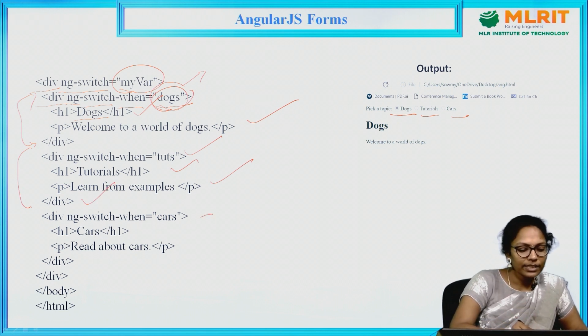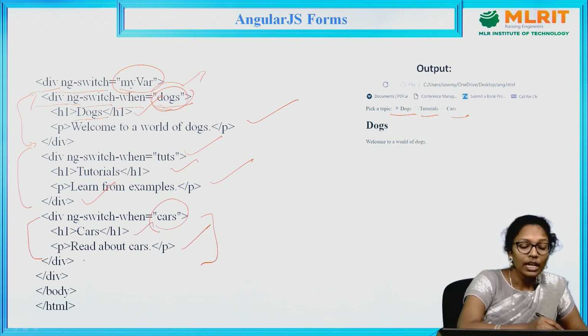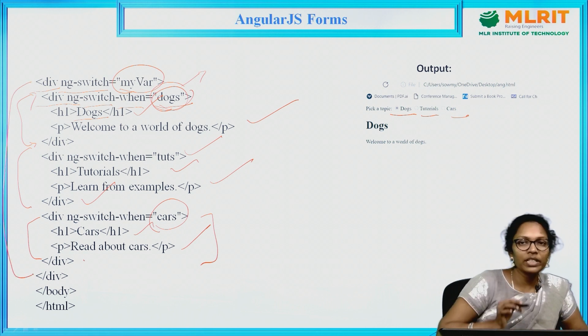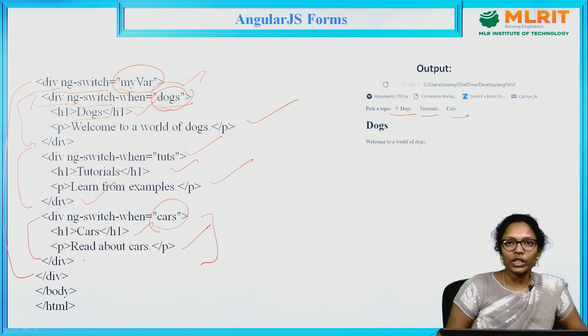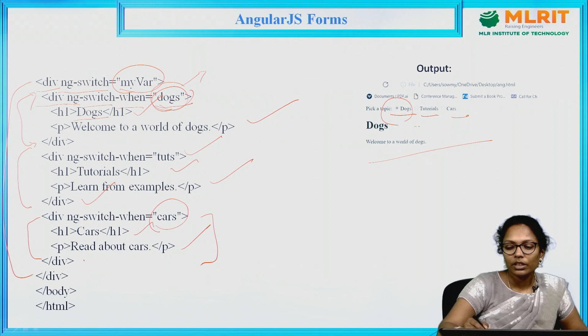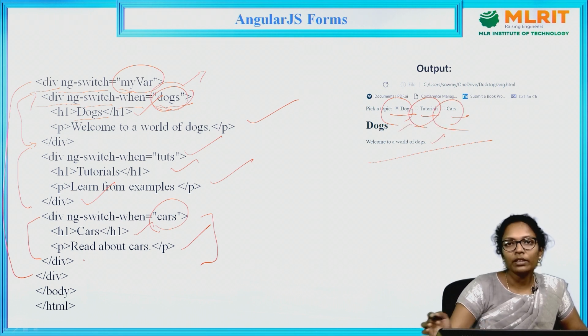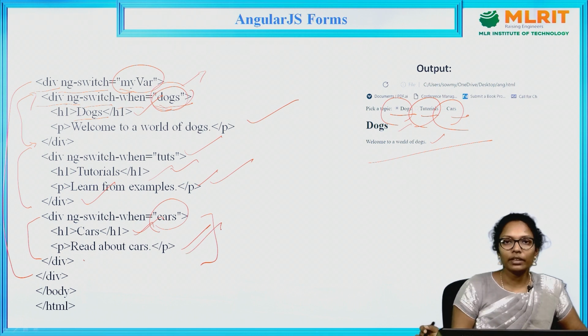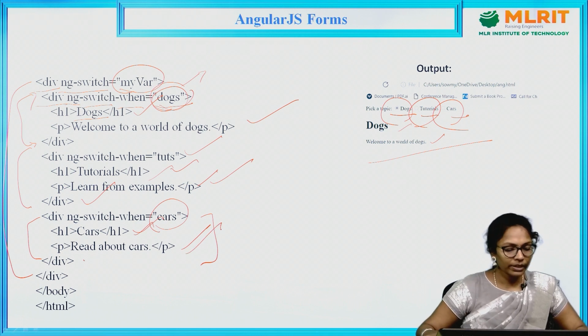And the third case, the third division, is for cars. ng-switch-when it is equal to cars, then display these 2, and close your inner division. After that all cases are over. Now you can also close your outer division, then close your body and close your HTML also. So the output will be displayed like this: docs, tutorials, cars. If I select docs, these 2 will be displayed. If I select tutorials, these 2 will be displayed. If I select cars, these 2 will be displayed. So we'll try to execute this.